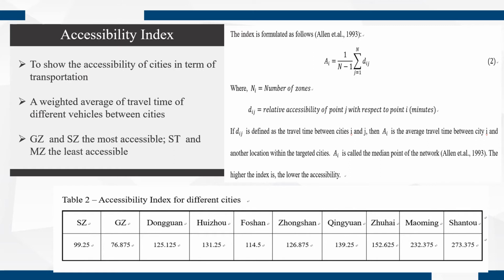However, when you look at the right side of the table, Maoming and Shantou have an index over 200, with Shantou's index nearly close to 300, which means these two places are the least accessible.